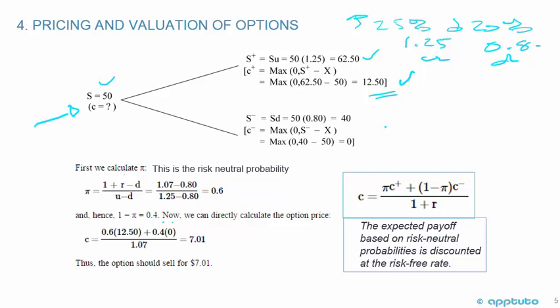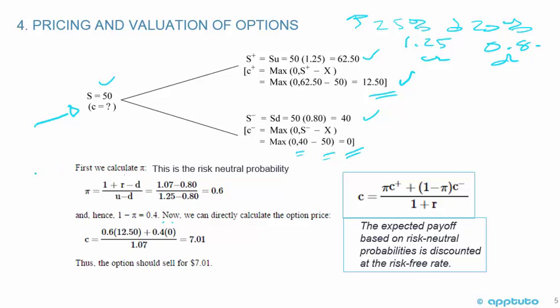Now on the downside, the stock could go down by 20%, so 50 times the down factor of 0.8 equals 40. So we know the call option is going to expire worthless. The value is going to be 0 because buy low, sell high. I have the right but not the obligation to buy at 50. Why would I buy at 50 when the underlying is priced at 40? So again, the maximum is 0, or the underlying price at expiration minus the exercise price. 40 minus 50 is negative 10. I'm not going to do it. It's going to expire worthless, okay?